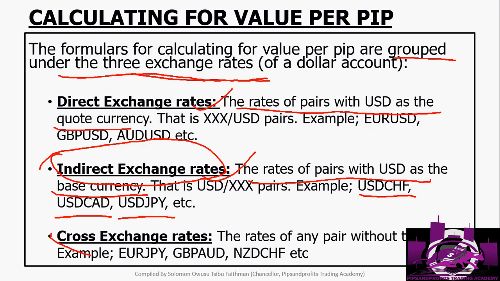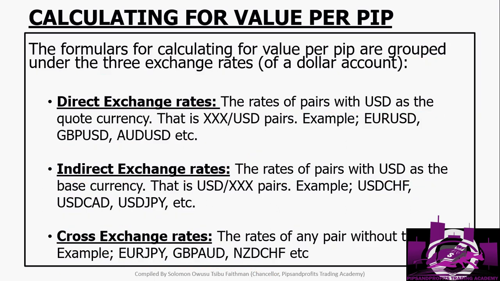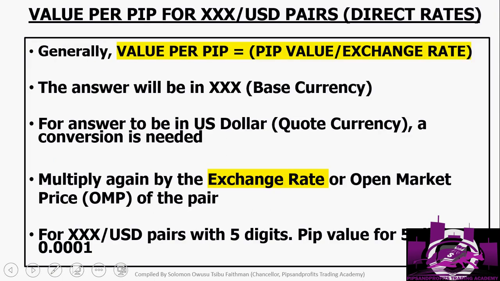Okay, then we have the cross rate. The cross rates are rate of any pair without the US dollar. So for example, we have the Euro JPY, GBP AUD, NZD CHF. So all the calculations that we are going to do are going to be grouped under these 3 exchange rates. As simple as that. Okay. Now let's continue. Generally, this is the formula for calculating for value per pip.